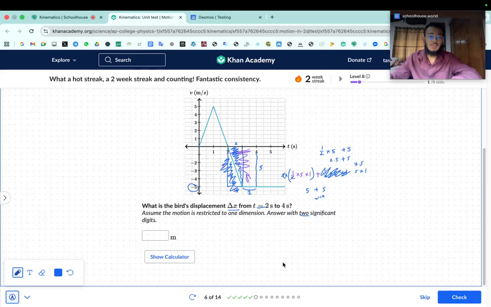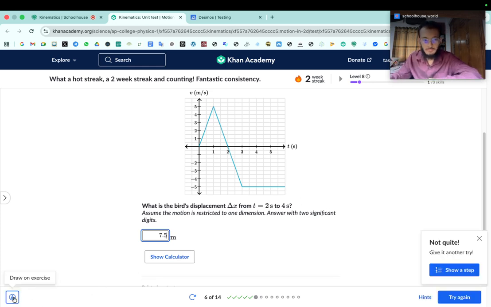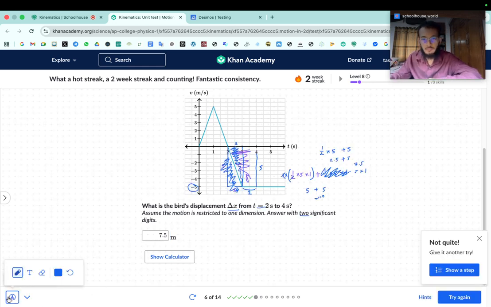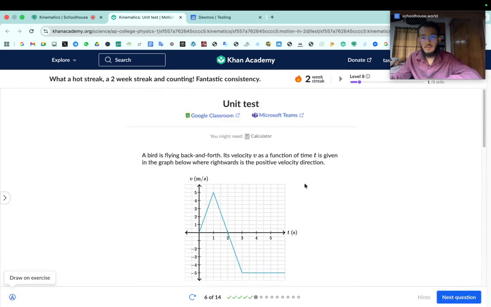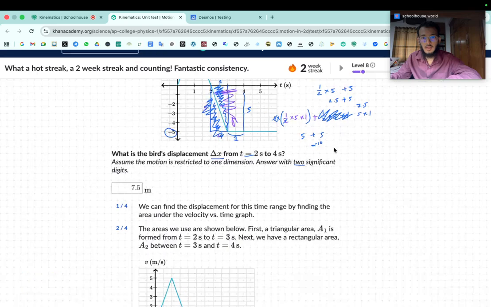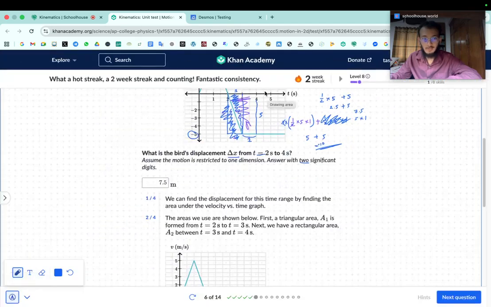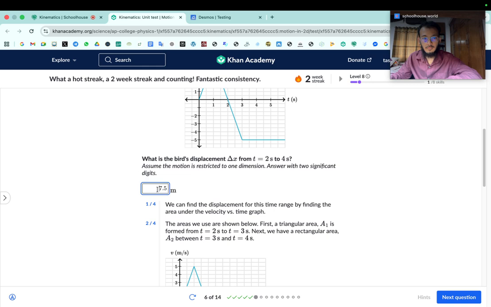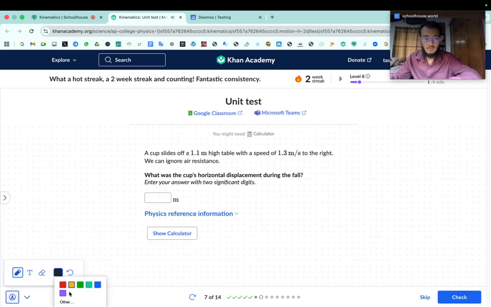So two significant figures, this will be our answer, right? Oh, negative 7.5. Yeah, negative 7.5. I just told you that it was negative 10, so similarly, it will be negative because it's on the negative side. Okay, next one.